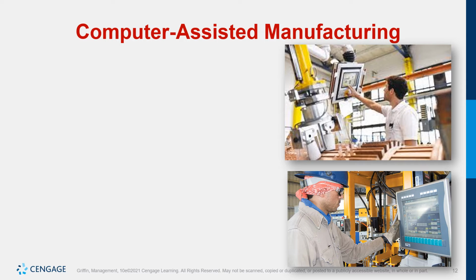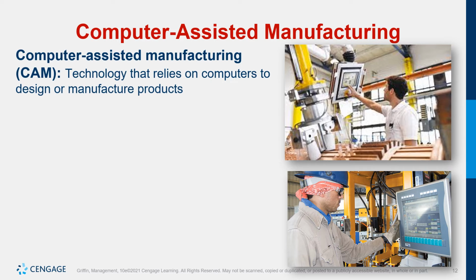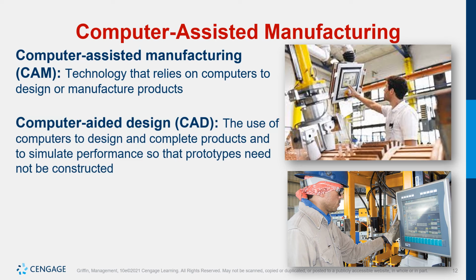Computer-assisted manufacturing is technology that relies on computers to design or manufacture products. Computer-aided design involves using computers to design parts, complete products, and simulate performance so that prototypes need not be constructed. Computer-aided manufacturing is a use of computers that ensures that design moves smoothly to production and is usually used in combination with computer-aided design.